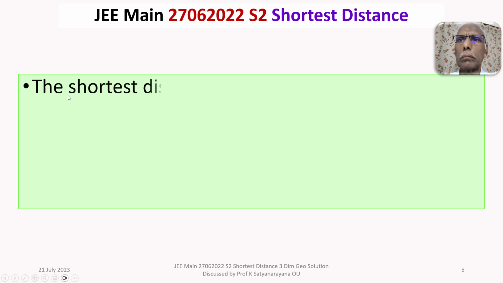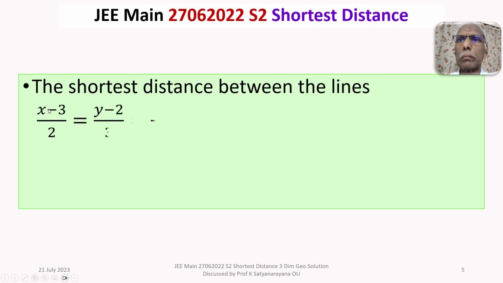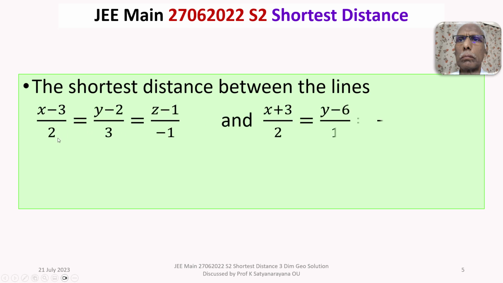The given question is: the shortest distance between the lines (x minus 3)/2 = (y minus 2)/3 = (z minus 1)/(minus 1) and (x plus 3)/2 = (y minus 6)/1 = (z minus 5)/3 is.